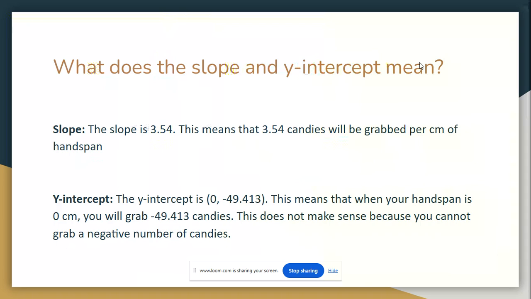That doesn't make sense. So in this case, the x coordinate is 0 and the y-intercept is negative 49, which would mean that your hand span is 0, but you would grab negative 49 candies. Doesn't make sense at all. You can't grab a negative number of candies. And if you don't have a hand, you still probably can't grab any candy, right? So you can't grab a negative number, and it's probably not likely that you don't have a hand.